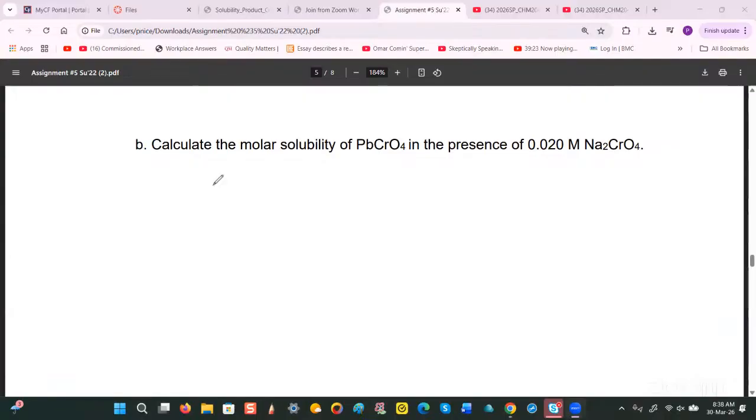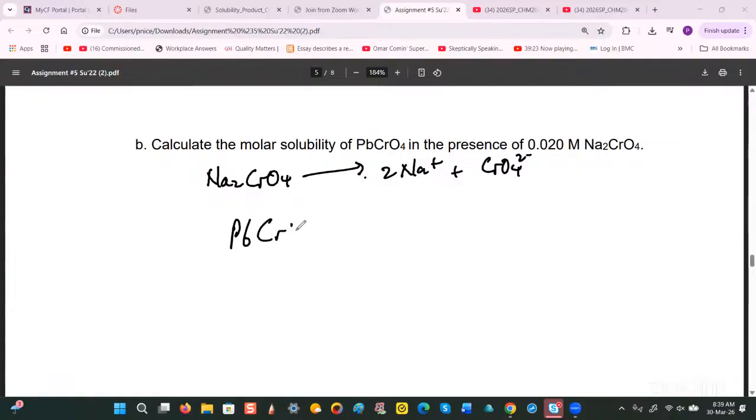Okay, so what I would do first in answer to this question is to write down the equation for the dissociation of the sodium chromate. So Na2CrO4 will dissociate completely, right? And we know that to be true because all sodium salts will undergo complete dissociation, right? So you're going to end up with 2Na plus and CrO4 2 minus, right? So basically, you're going to have a lot of chromate ion present in the solution before you add your lead 2 chromate. So when the lead 2 chromate is added, this is the dissociation that is going to occur.